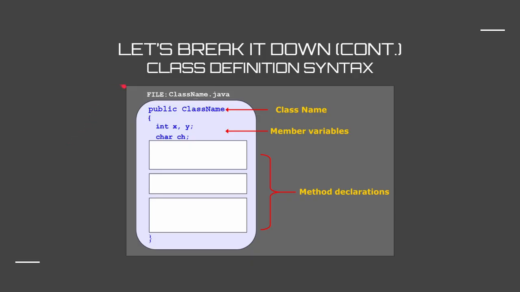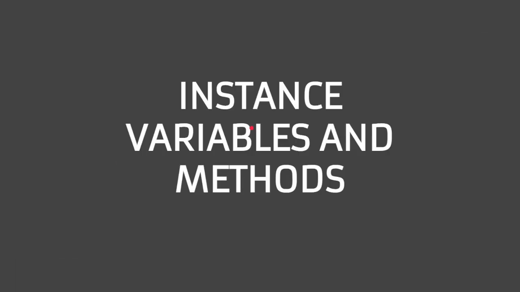So here's class definition syntax. We have file ClassName.java, and then it says public class name. Then we have int x, y, char. So these are just some example variables. These are the member variables of the object or the class. So you define the variables that belong to the object at the top, and then you write the methods in the rest of the class body.